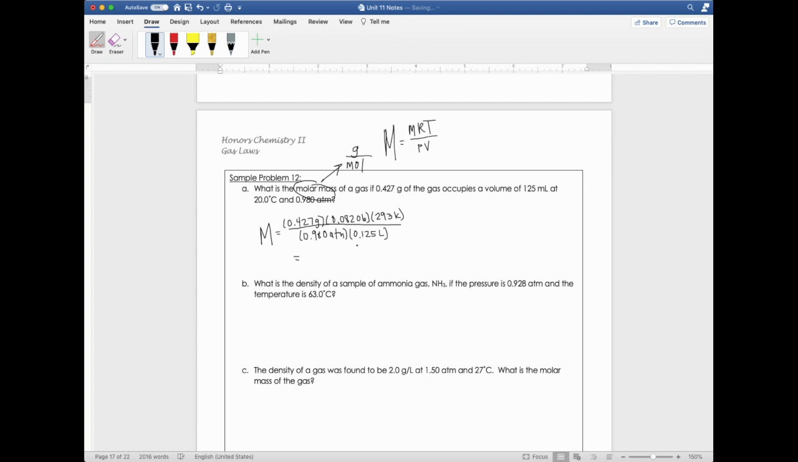And again, the units for this also work out. I'll probably show you this in class because I don't want to make this video too long, although it's probably pretty long as it is. Your final answer is 83.8 units of grams per mole.